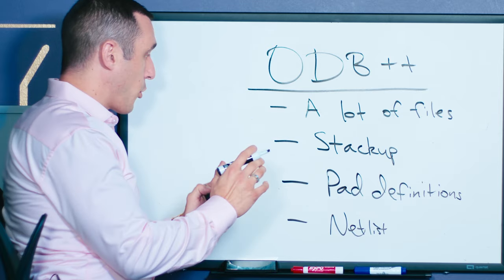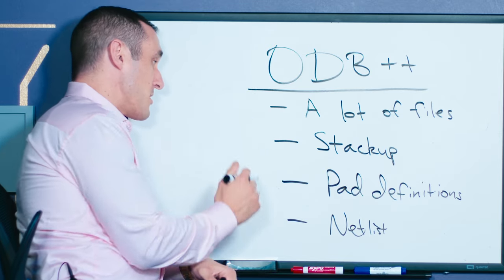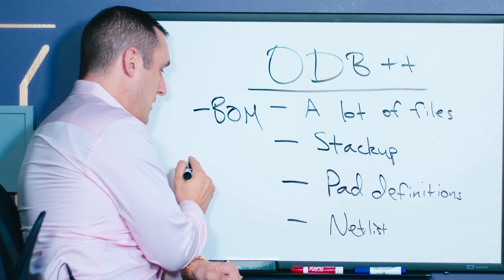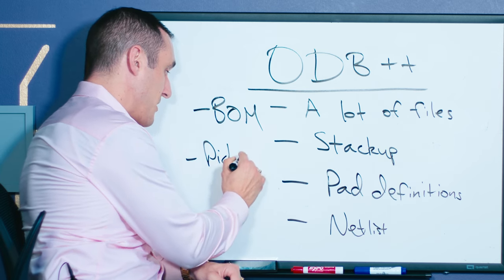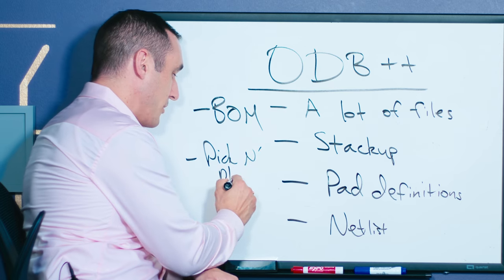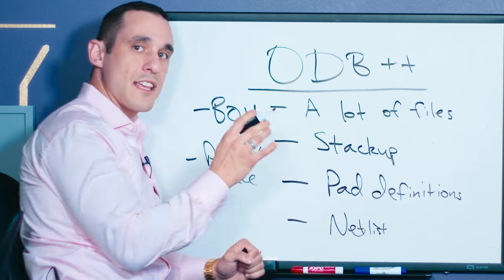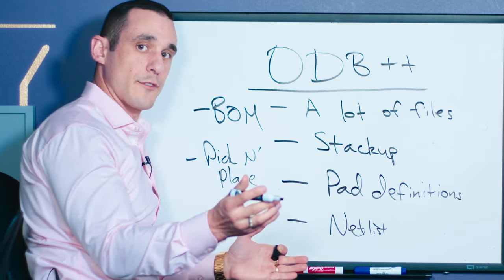There are two other important pieces of information that are included in this database. One is the BOM, and then the other is pick and place. The pick and place is actually built into the ODB++ export, and this data can be fed into pick and place machines so you can plan for assembly.